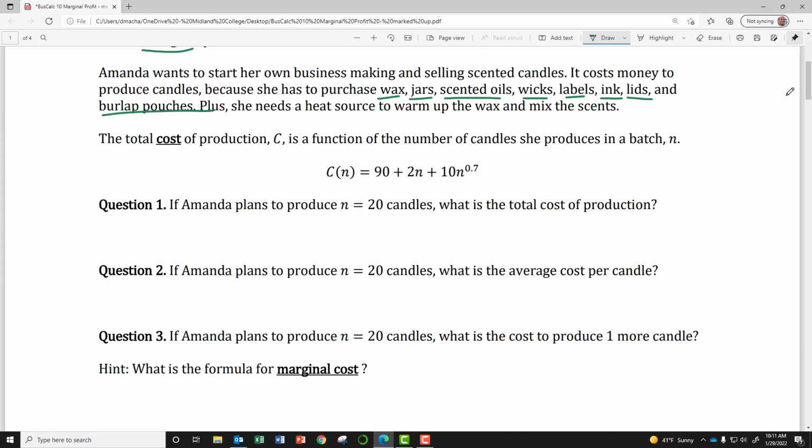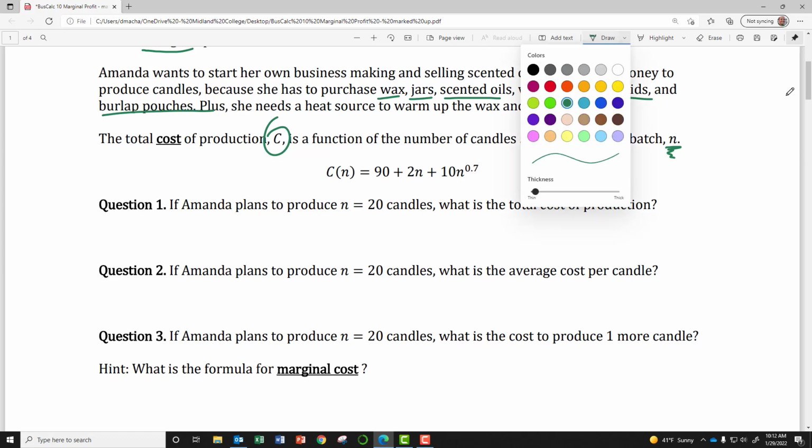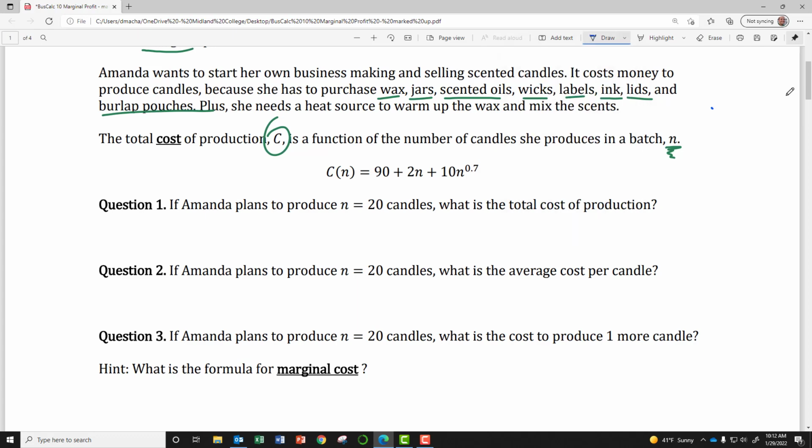So the total cost of production, we're going to represent cost with the capital C. It's going to be a function of the number of candles she produces in a batch. And so lowercase n is going to be the number of candles produced. So cost is a function of the number of candles produced. And it should make sense that the more candles you make, the more it costs total. Question 1 says, if Amanda plans to produce 20 candles, what is the total cost of production? And so this is as easy as evaluating our cost function at the point n is equal to 20.